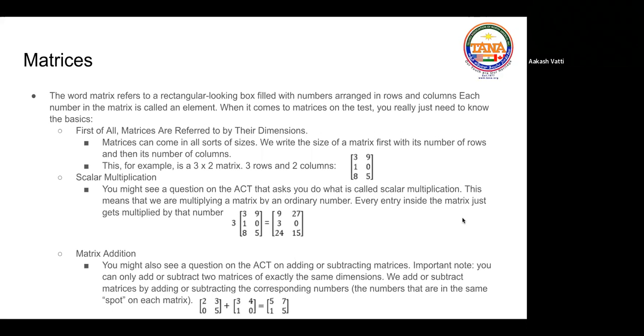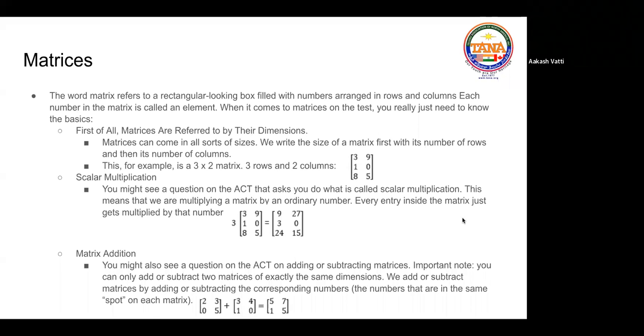So matrices. Matrices don't appear in the SAT, but they are, I guess, relatively common in the ACT. So you should know how to do them. On top of just being useful in the ACT, matrices are an important thing in pre-calc and calculus, and probably even beyond.